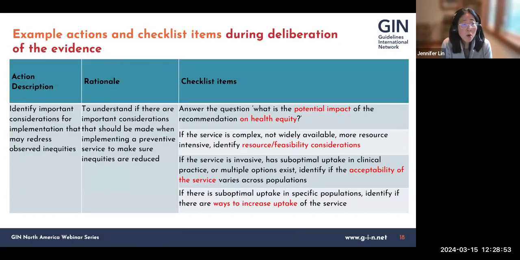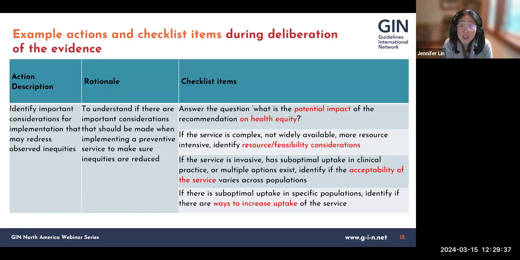So here's another example of a checklist item or checklist items from the deliberation phase. Again, that top question that you see there, that is very much a GRADE question, asking what is the potential impact of the recommendation on health equity? And I think it is important not only to answer the GRADE question, what is the potential impact, but implicit in that is to understand why it is, and then also what practice considerations you as a guideline group need to articulate to ensure that inequities are reduced and new inequities are not created.